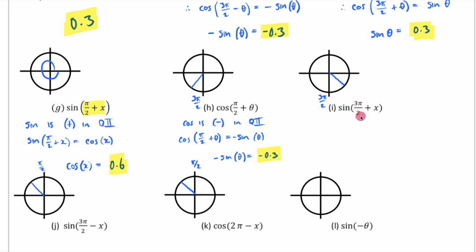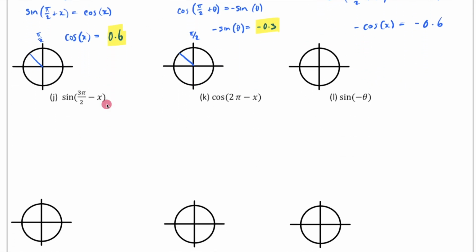Let's now answer this question, but let's do it a little faster this time. So we know that we're dealing with sine of 3 pi over 2 plus x. Now, is sine positive or negative in this quadrant? I'm in my fourth quadrant, and I know sine is negative there. So my answer is going to be negative cos of x. Now I know what negative cos of x is going to be because I know that cos of x is 0.6. So my answer is simply going to be negative 0.6. So that is my answer to that question.